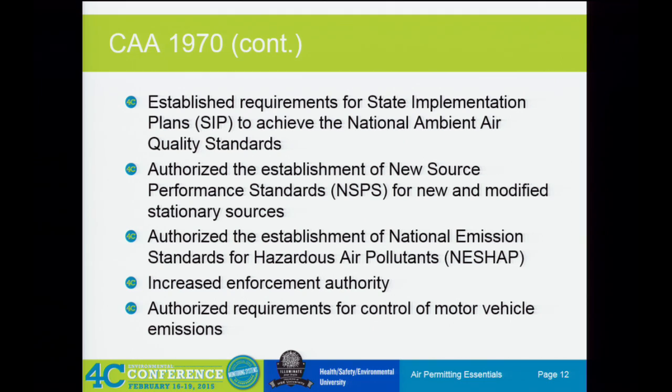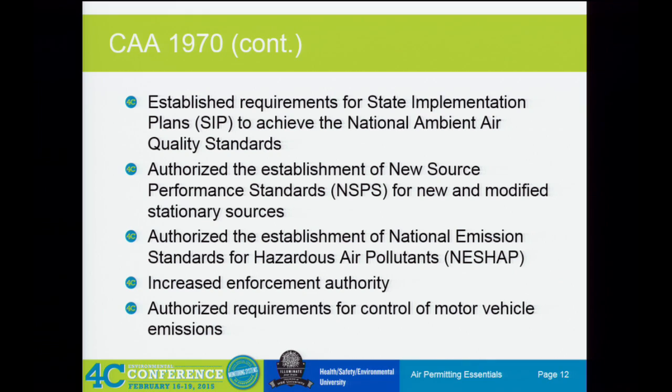So the Clean Air Act of 1970, outside of the National Ambient Air Quality Standards that it established, it also established requirements for state implementation plans to achieve National Ambient Air Quality Standards. So most states these days have a state implementation plan, and it's a plan for the state to establish regulations that will help them to meet the National Ambient Air Quality Standards. And the SIP is required to be approved by the EPA, and if the EPA says yes, it meets all the requirements of the Clean Air Act to maintain air quality standards, they'll approve it.